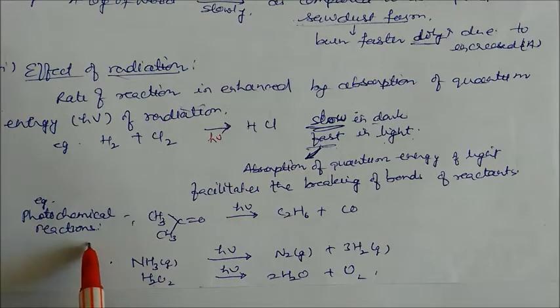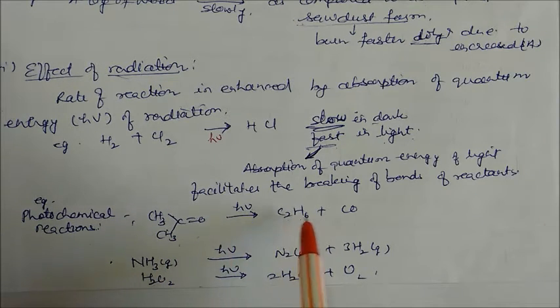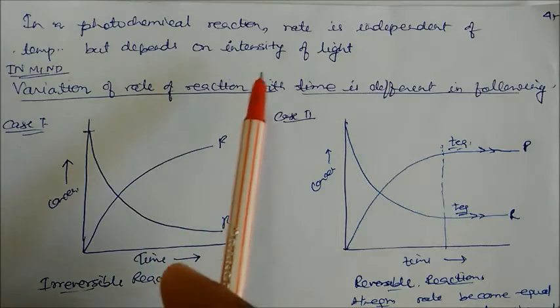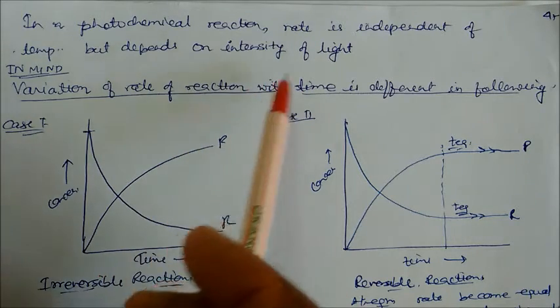There are other photochemical reactions like this one. Acetone in the presence of sunlight will convert to C2H6 and carbon monoxide. Similarly, ammonia in the presence of sunlight will give you N2 plus H2. Hydrogen peroxide, in the presence of sunlight, will give you H2O plus O2. So these are the general reactions undergoing the effect of radiation. In a photochemical reaction, the rate is independent of temperature, but it depends on the intensity of the light. So intensity of light also affects it.